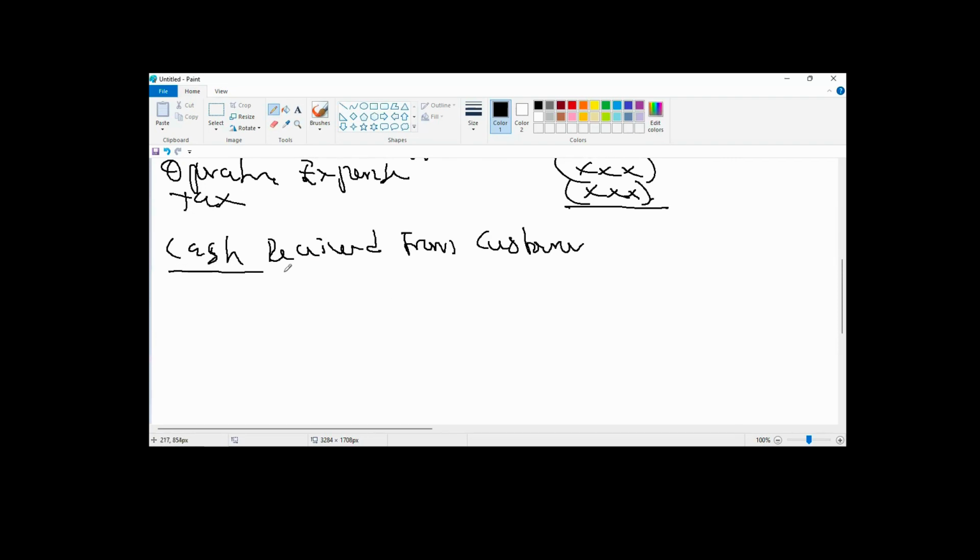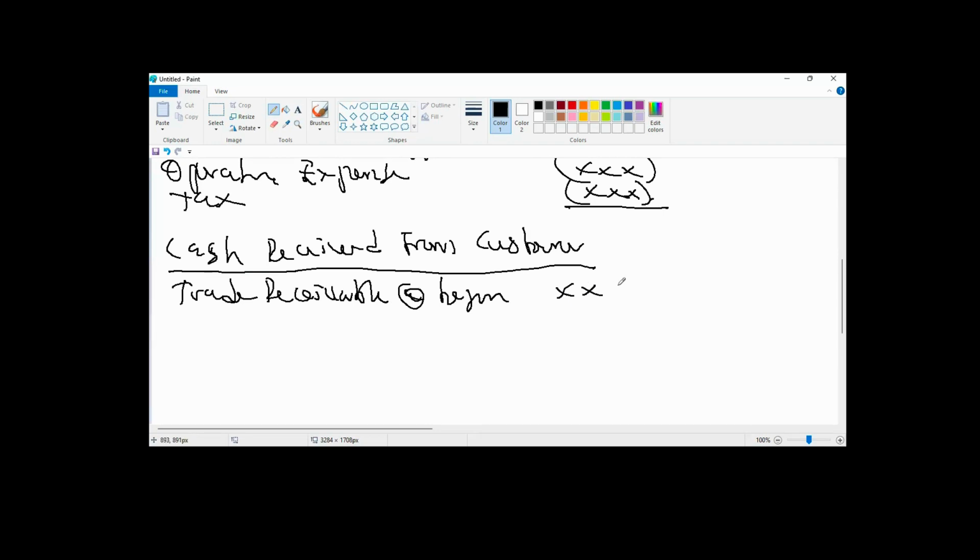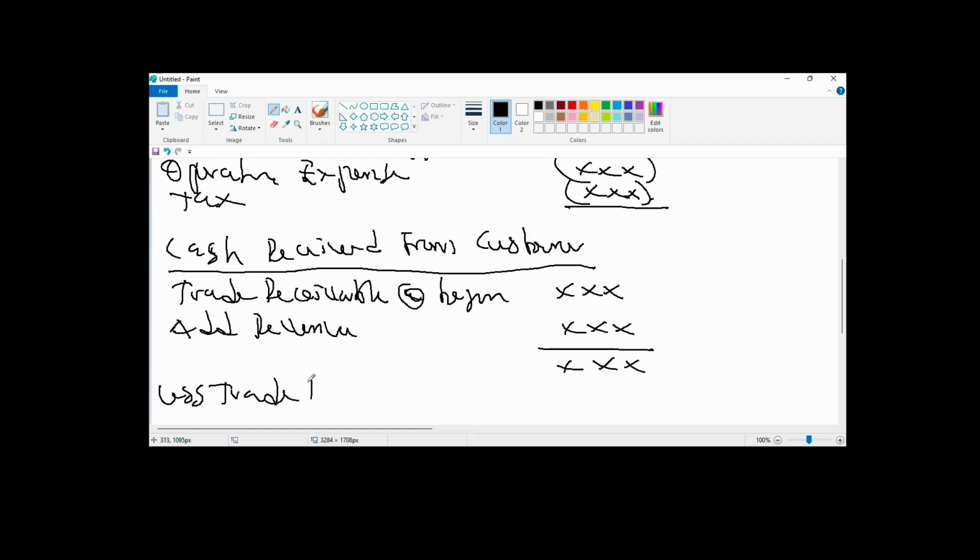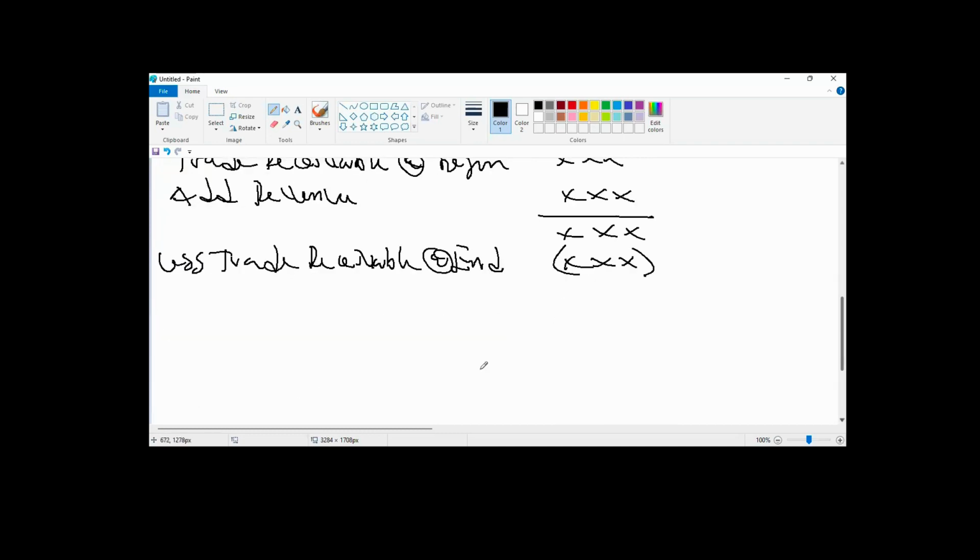There's one Abiodun that did the last assignment. I'm impressed. Trade receivable at the beginning, add revenue, less trade receivable at the end. This gives me cash received from customers.